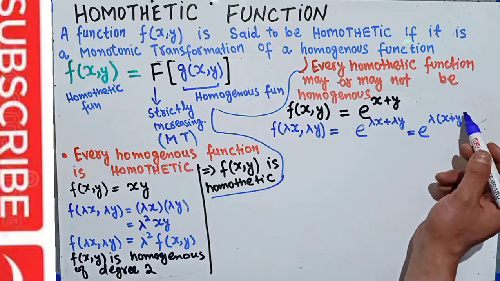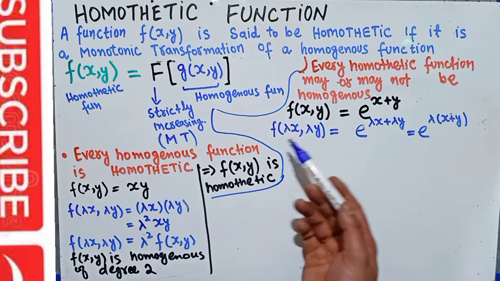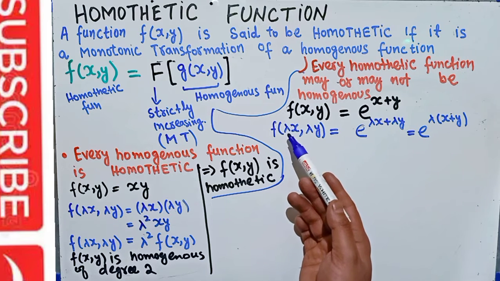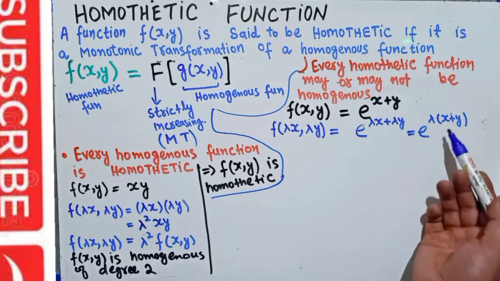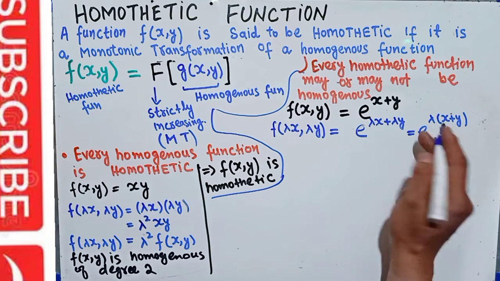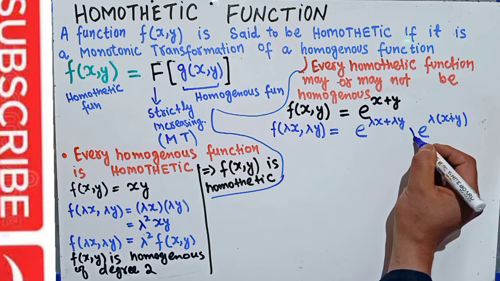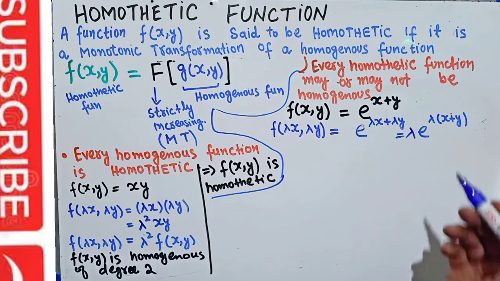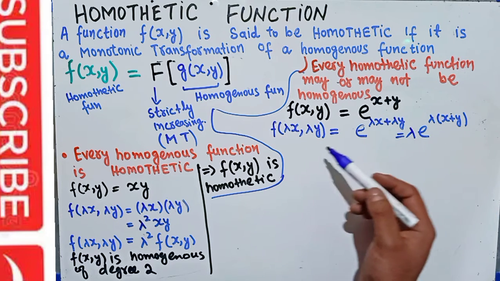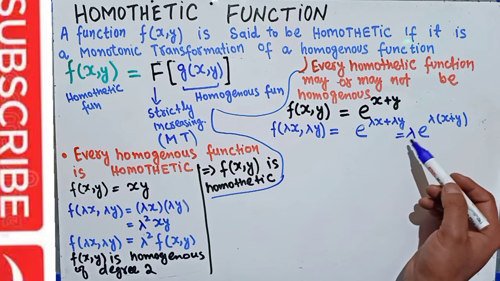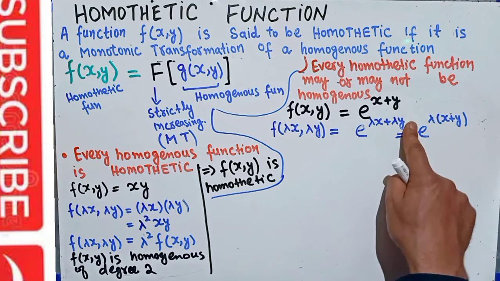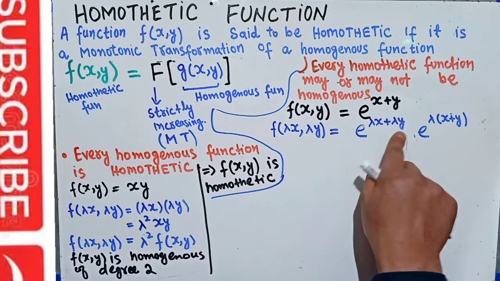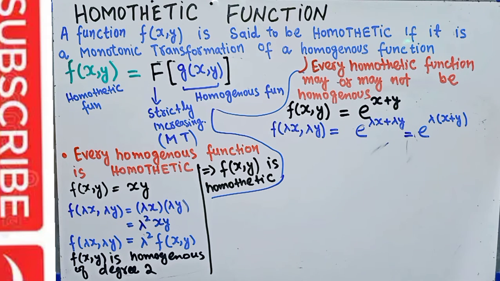Since the lambda is in the exponent, we can say that when we increased both inputs by a factor lambda, it is uncertain what has happened here. Because if lambda was at this point, we could have concluded that this function is also increased by a factor lambda. But since lambda is at the exponent, we can say that this function is not homogeneous.